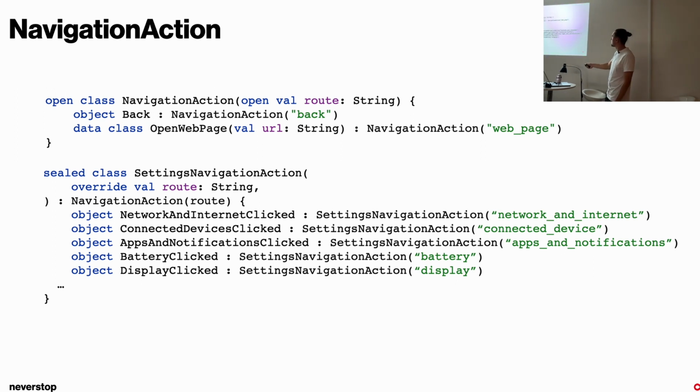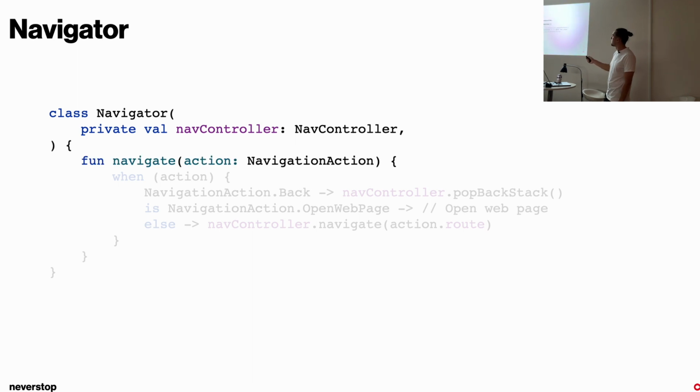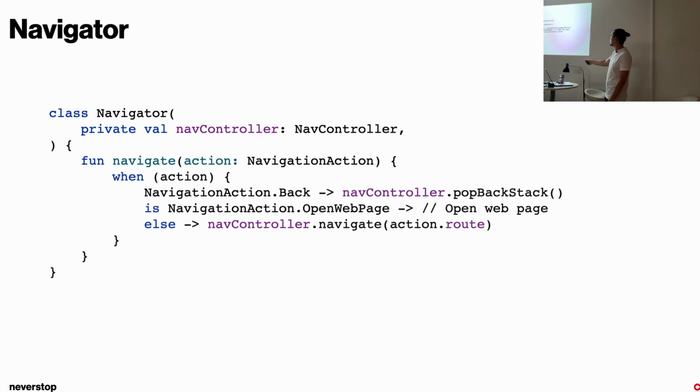Well, we create objects for each of that, and then you just call navigate from the screen, and you pass in the action, and let some other class handle this. So what's this class? We called it Navigator. That's just a custom class. It takes in the nav controller, only has one method called navigate that gets the navigation action, of course. And depending on this action, well, you do something.